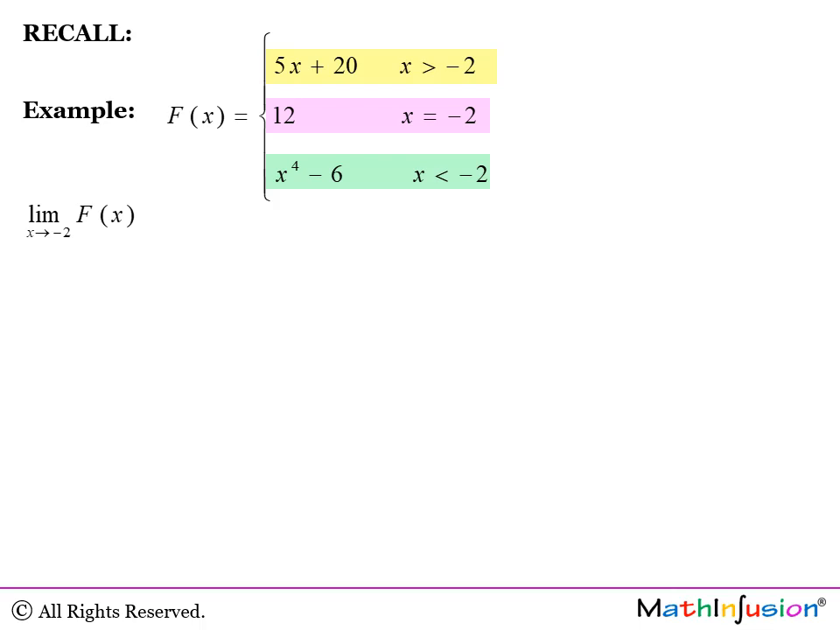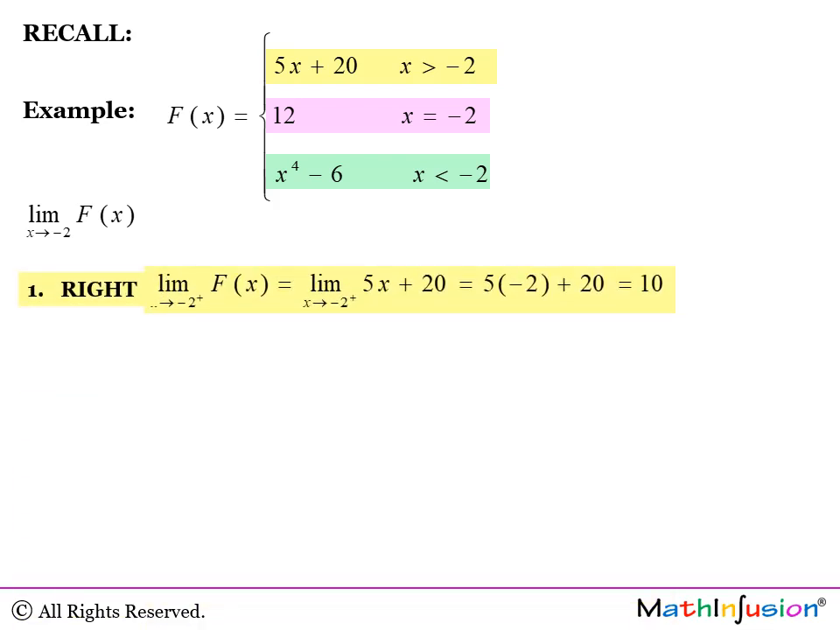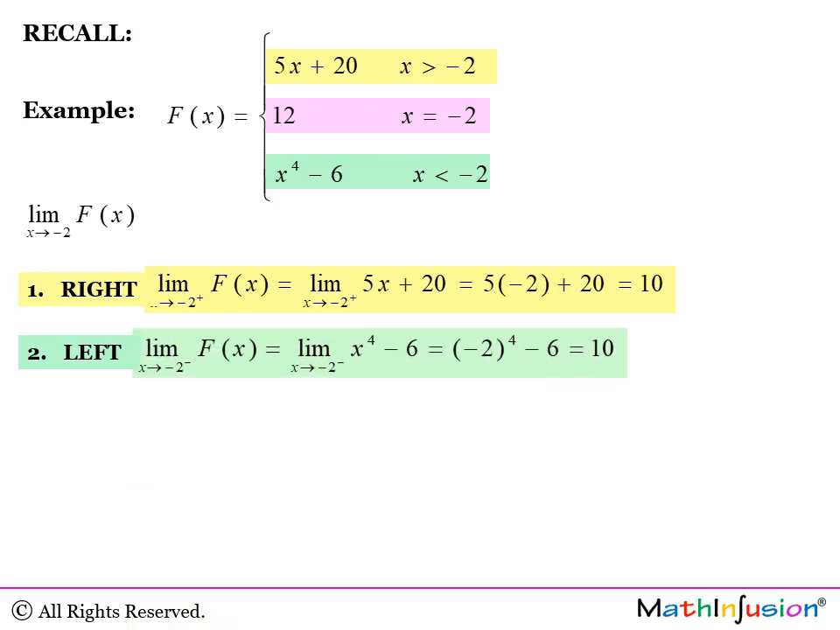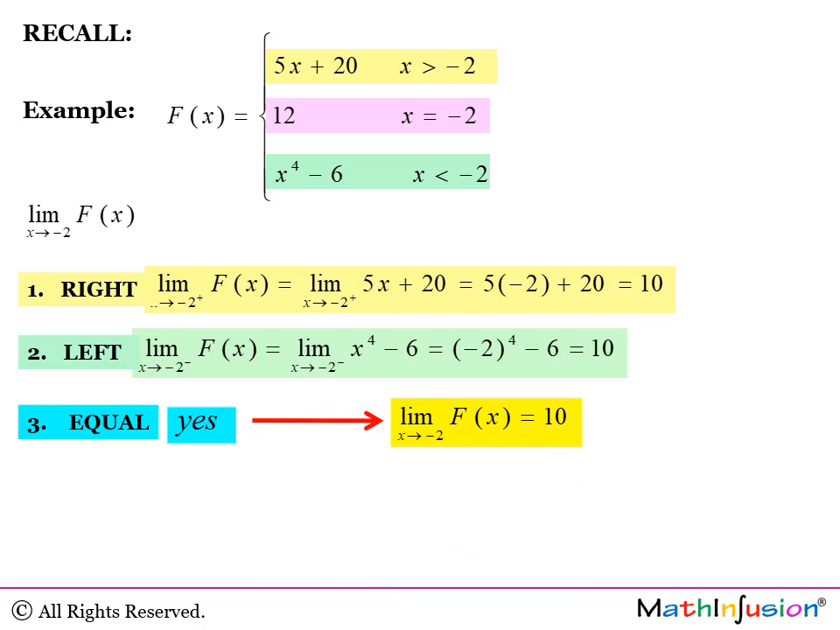I would like to recall this problem that we did before. We were checking to see if the function f(x) has a limit when x approaches -2. We were applying 1, 2, 3: limit from the right, and in this case we get 10, limit from the left, and we get 10, and yes, those two are the same. So we can conclude that the limit of this function when x approaches -2 equals 10. The limit is about what we expect to have.